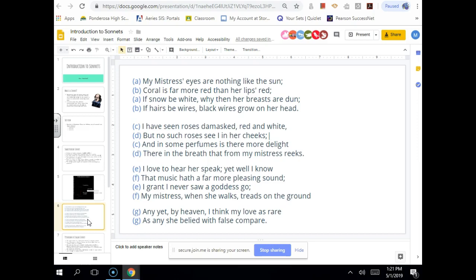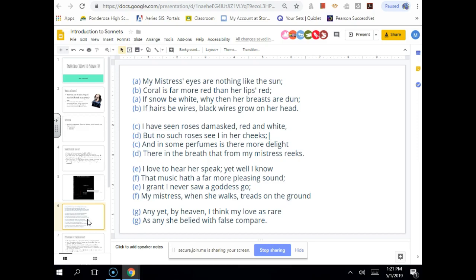I love to hear her speak, yet well I know that music hath a far more pleasing sound. I grant I never saw a goddess go; my mistress, when she walks, treads on the ground. And yet, by heaven, I think my love as rare as any she belied with false compare.